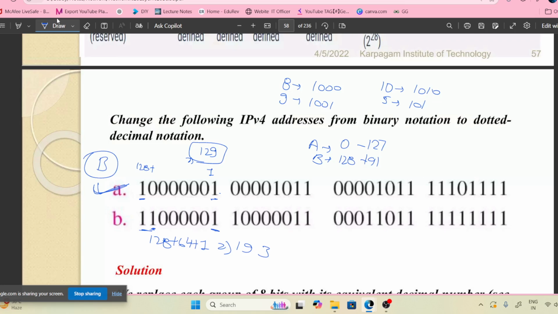Now we have this IP address starting with 193. What class does this represent? It is class C, because the range of class C is 192 to 223. So this is the basic example that we have seen, and it can also help you.